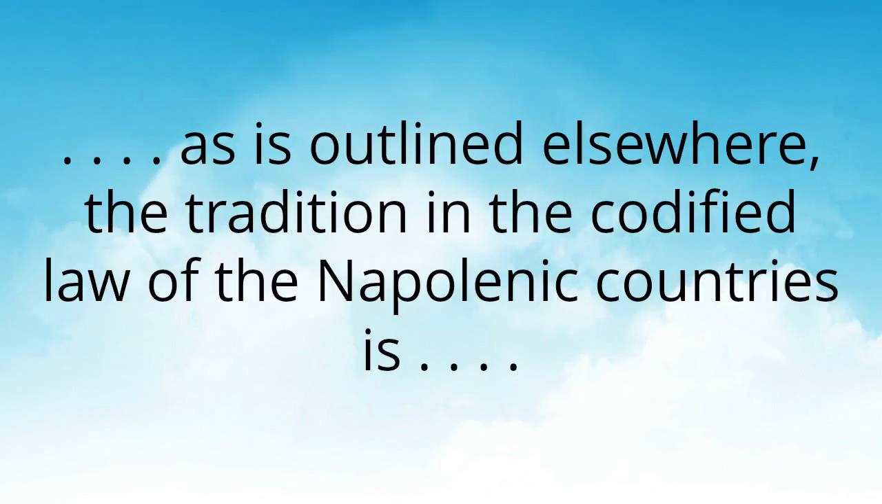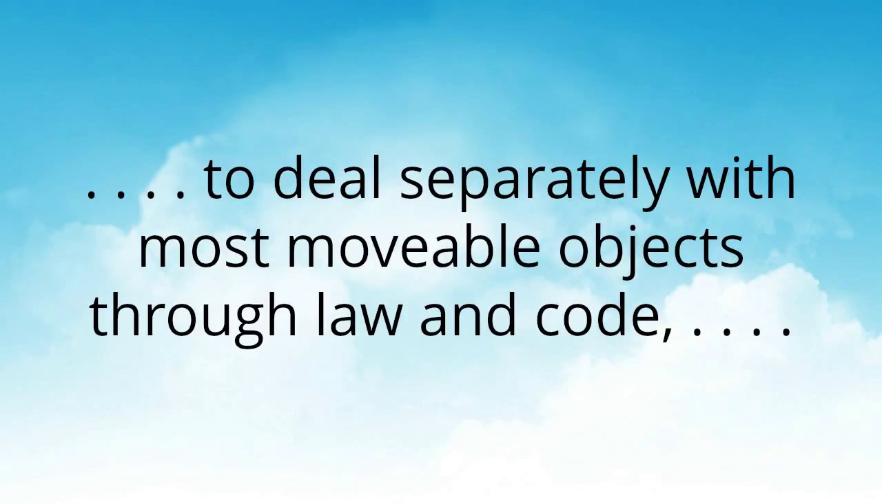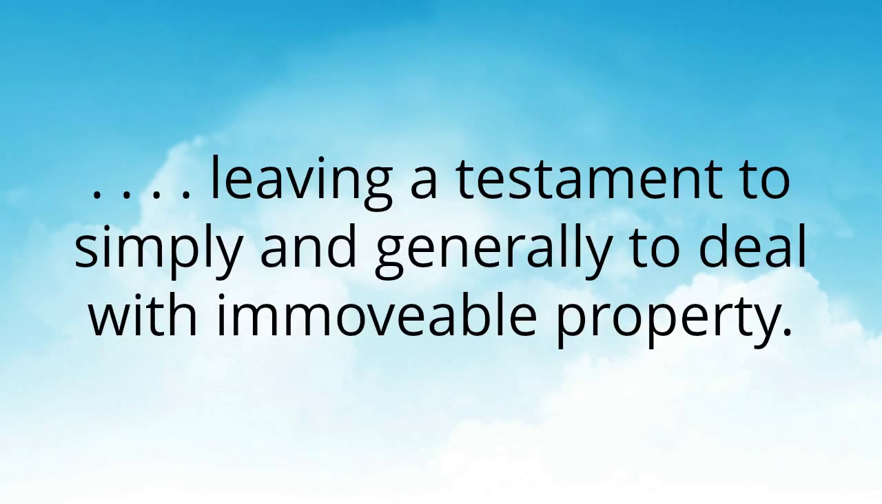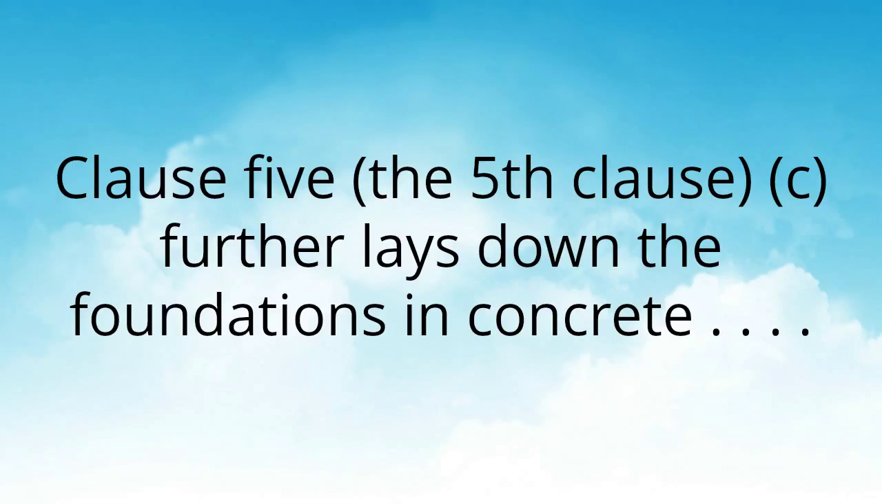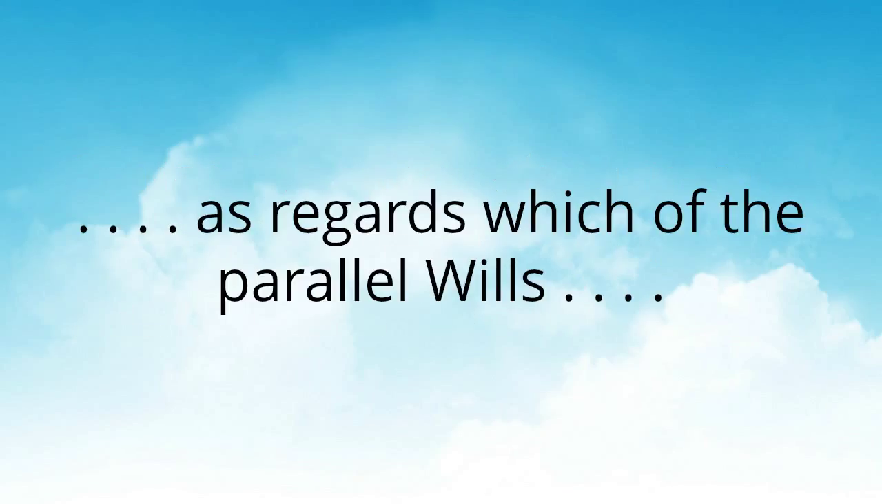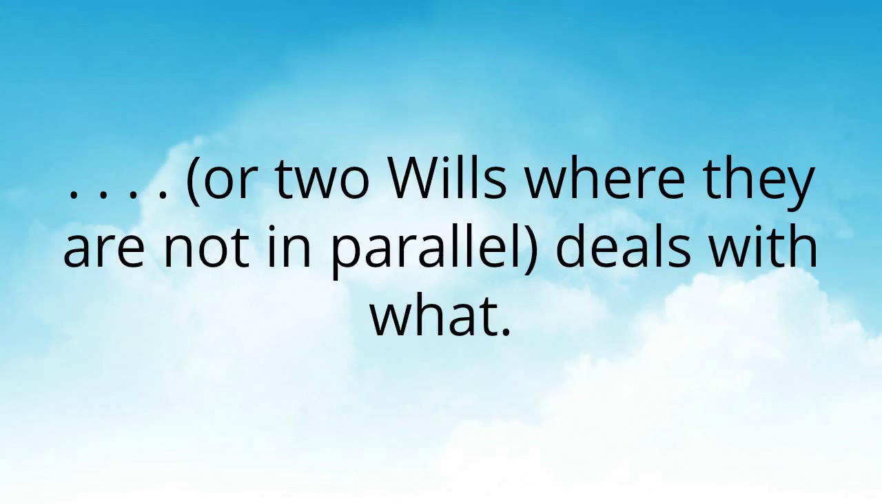Whereas the tradition in the codified laws of the Napoleonic countries is to deal separately with most movable assets through their codes relating to marriage and other issues, leaving the testament generally and simply to deal with immovable assets, property, buildings, land. Then clause 5, which is C, further lays down the foundation in concrete as regards which of the parallel wills, or two wills where they're not in parallel, deals with what.